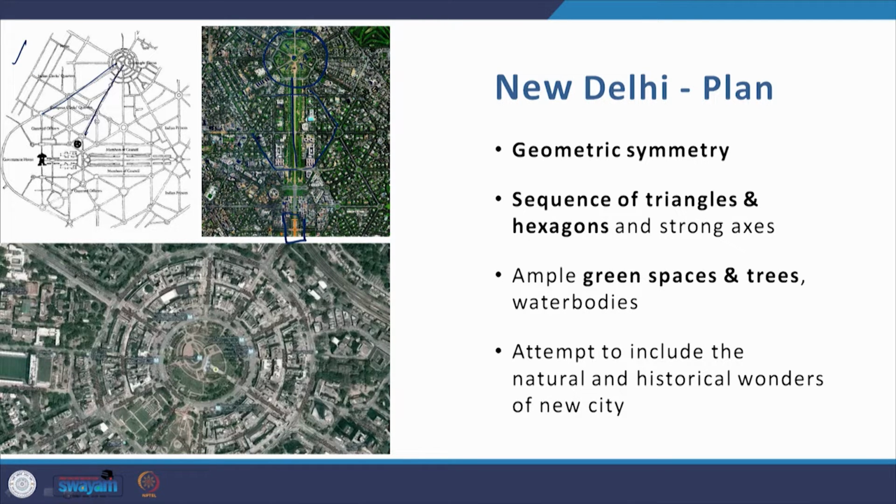For example, Connaught Place or the Connaught Circuit itself has several axial roads that are merging into the Connaught Circus, and all these are a combination of these hexagons and triangles, and it was densely populated with green spaces and trees and water bodies. Interestingly, very similar thing happened also in Chandigarh.